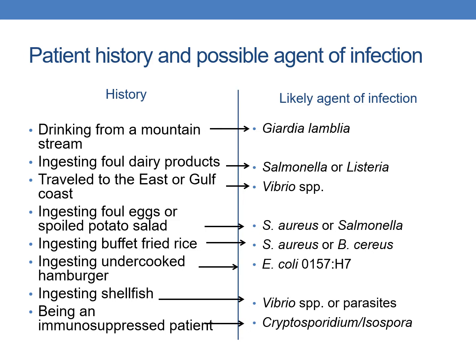If our patient has ingested foul eggs or spoiled potato salad, we might be thinking Staphylococcus aureus or Salmonella. If they've ingested buffet fried rice that's been sitting in your refrigerator for a while, it's possible that you have Staph aureus or Bacillus cereus. If you've ingested undercooked hamburger, that is likely to be associated with E. coli O157:H7. Shellfish that's contaminated is associated with Vibrio or parasites. And then finally, if you're an immunosuppressed patient, it's possible that you have Cryptosporidium or Isospora.